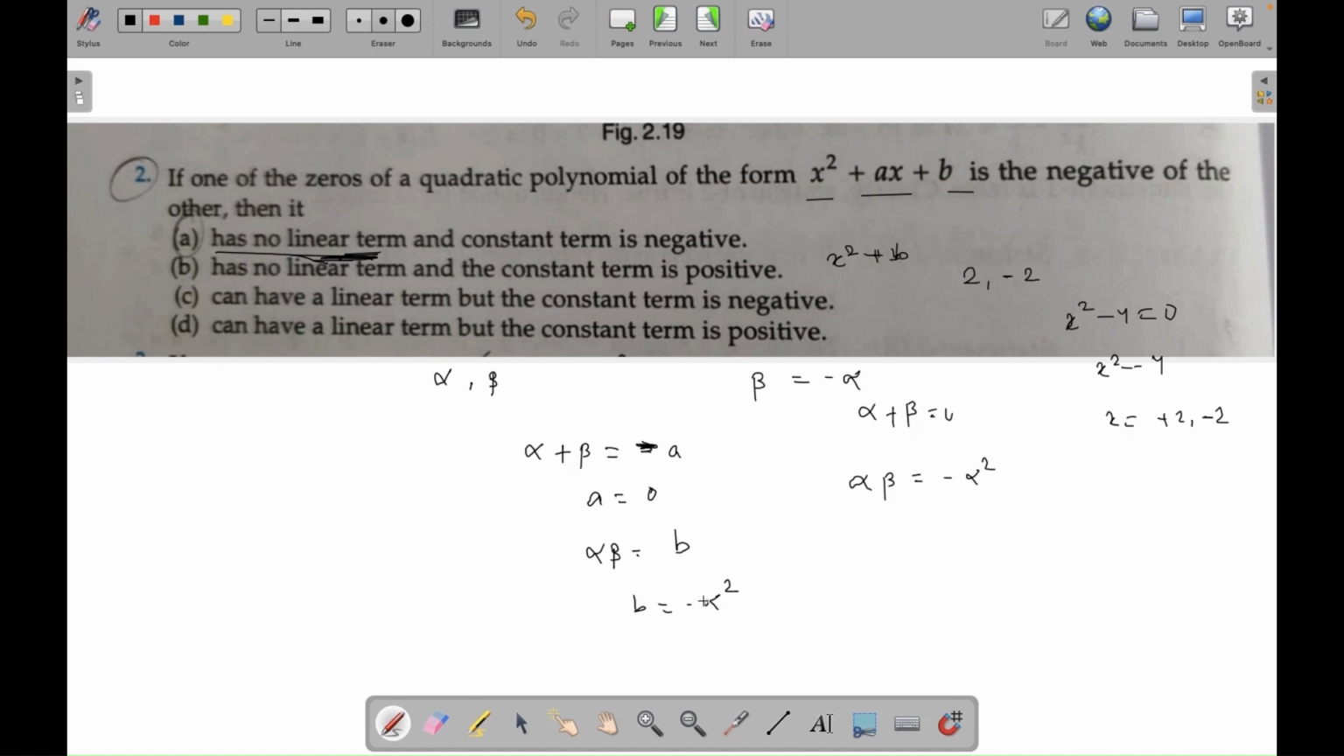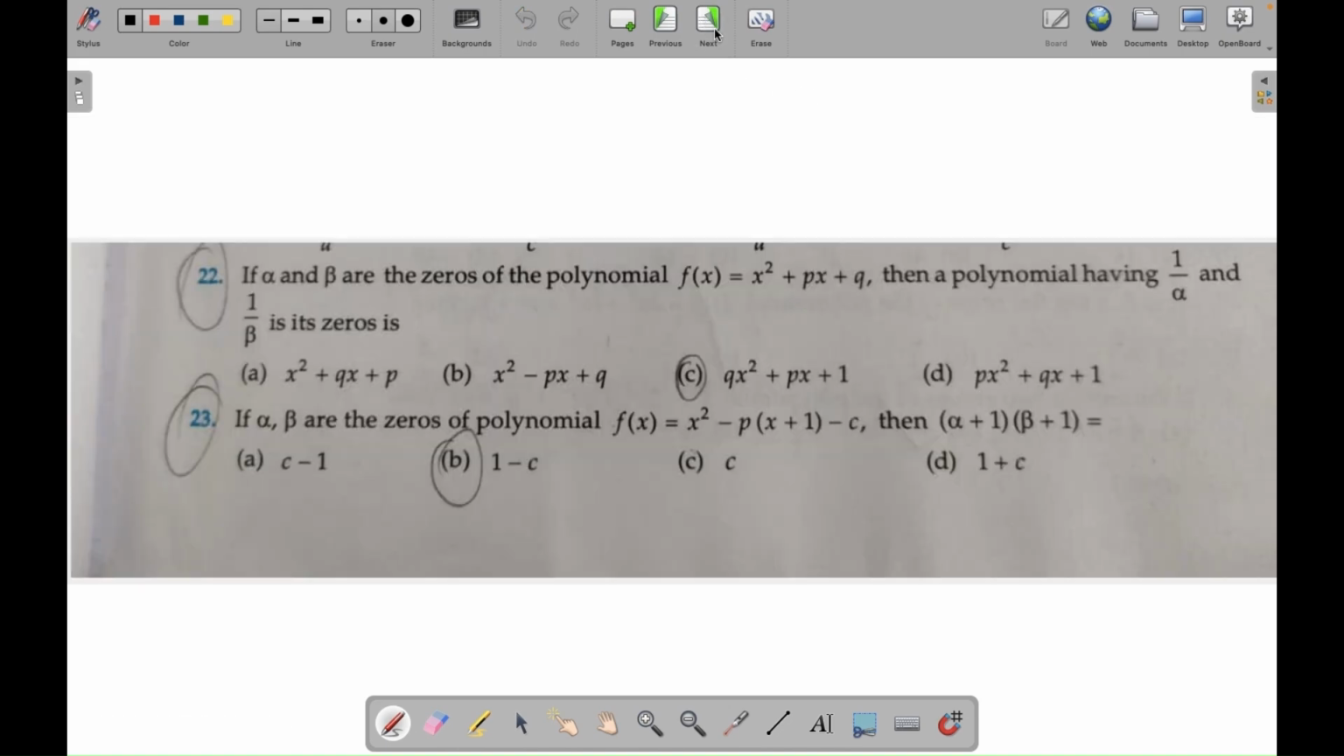No matter what the value of alpha is, alpha square will always be positive. That means b is negative. So it has no linear term. The linear term has vanished because a is 0 and the constant term is negative, which we have already seen. Any questions? Okay.